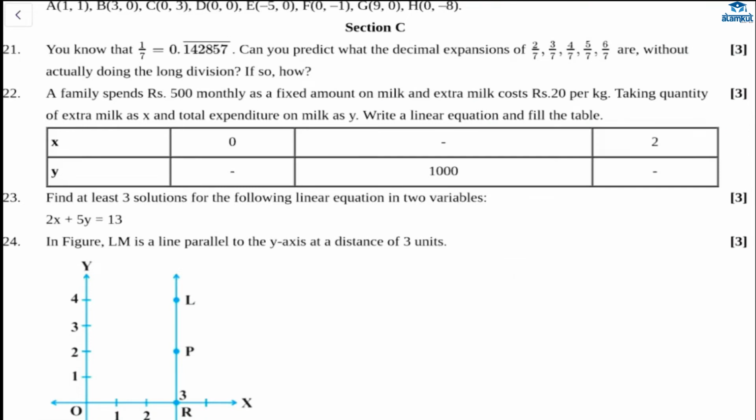Okay, without actually doing the long division. Yeah, Ramkar. Ma'am, since we have 1 by 7, you can just multiply by 2 and you'll get 2 by 7. Yeah, very good. Okay, everybody understood this question? Just quickly do it here.